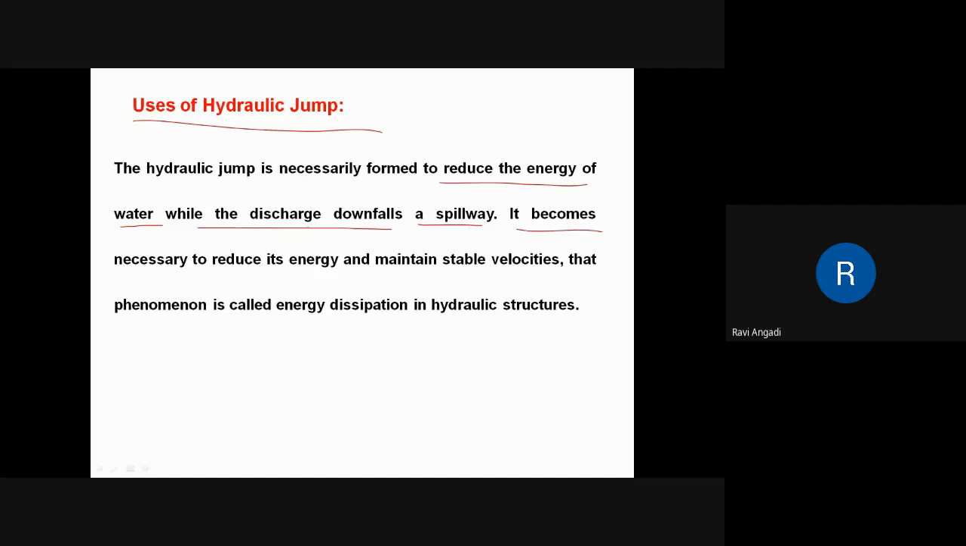So it becomes necessary to reduce its energy and maintain a stable velocity. That phenomenon is called energy dissipation. Okay, so hydraulic jump will be created at the downstream of the dam or any hydraulic structure to dissipate the energy. How can the energy be dissipated here?